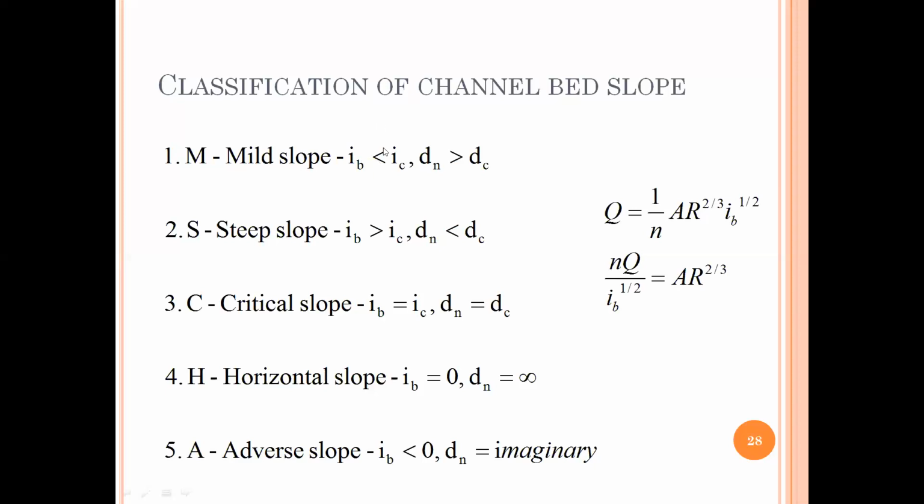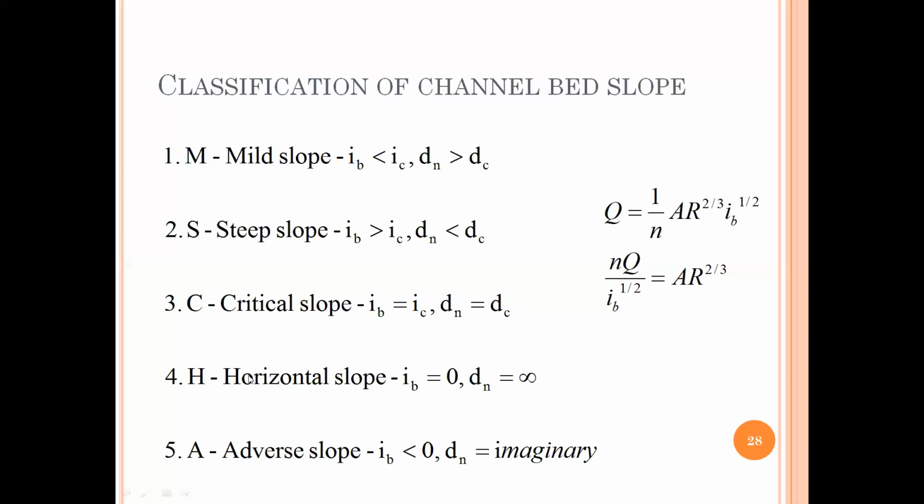So here, mild slope is a slope in which my bed slope is less than the critical slope. And based on your calculations, you can find that your normal depth is greater than your critical depth. Coming to the steep slope, it is one in which the bed slope is greater than the critical slope and DN, that is the normal depth, is less than the critical depth. The third one is the critical slope itself. So my slope is the same as the critical slope, and here my normal depth is equal to my critical depth.